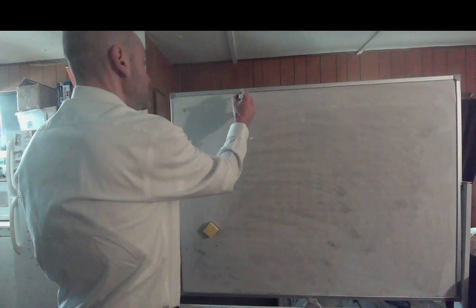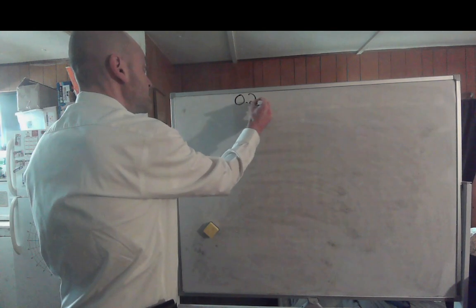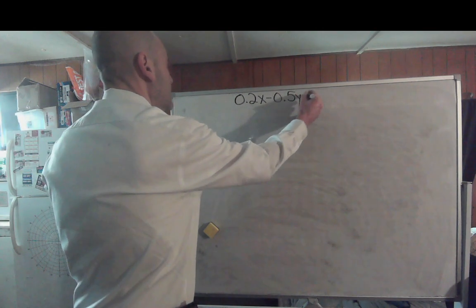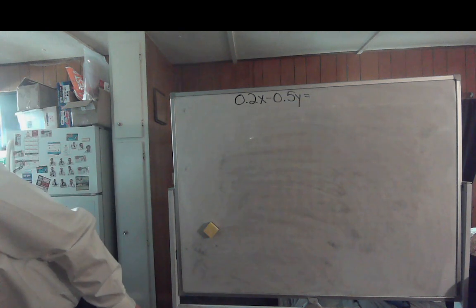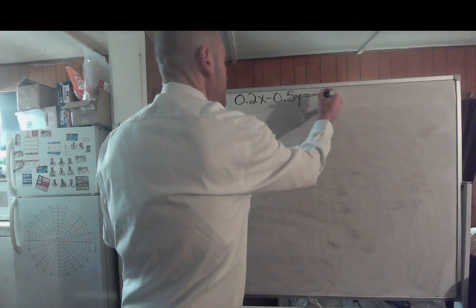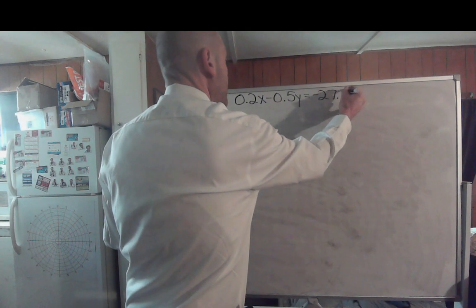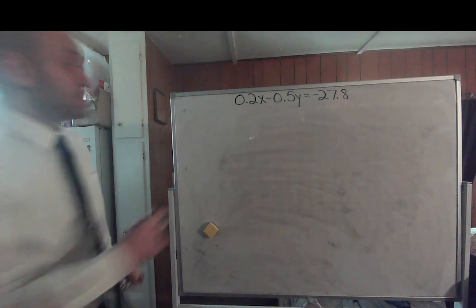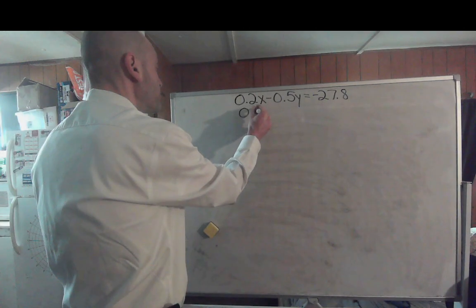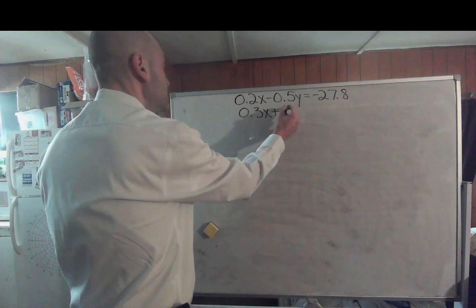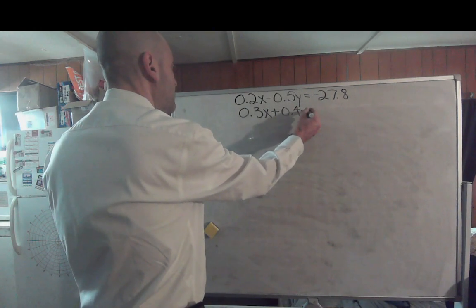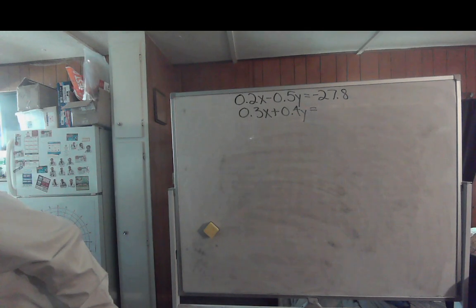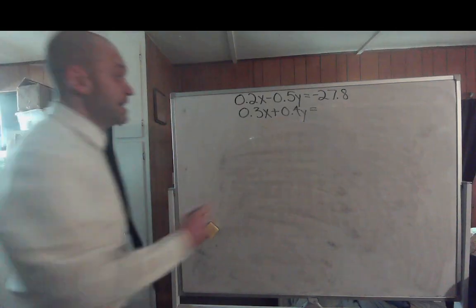All right, we have 0.2x minus 0.5y is equal to, wow, negative 27.8, and then 0.3x plus 0.4y is going to be equal to 68.7.